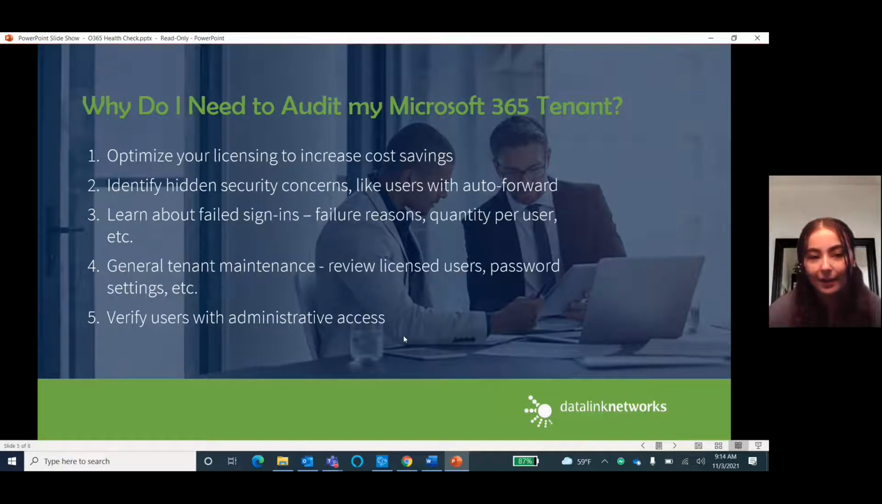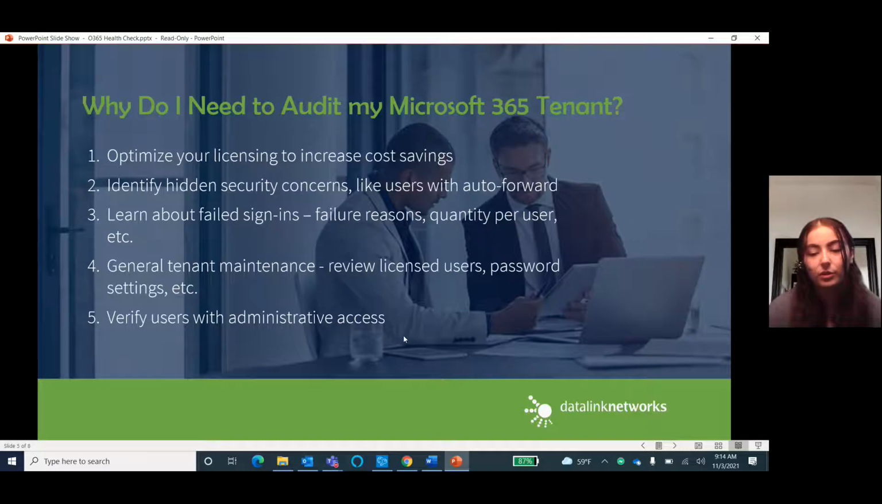Just general tenant maintenance is a really good reason to audit your environment. Just reviewing licensed users, password settings. Not every organization wants to go on MFA or wants to have password policies or the passwords expire, and that's fine. But just making sure you are aware of where you're standing and you're okay with it, or if you want to make a change that you're aware of what the next steps are.